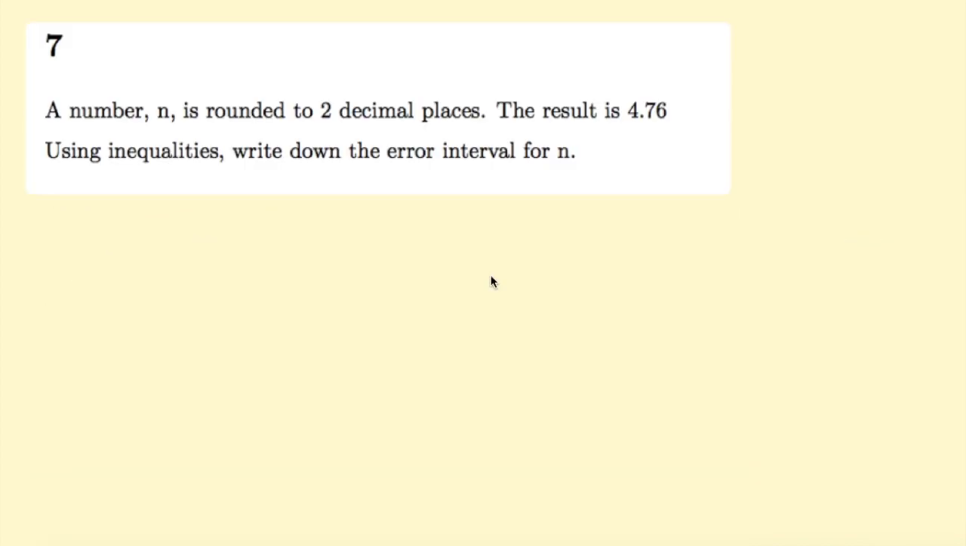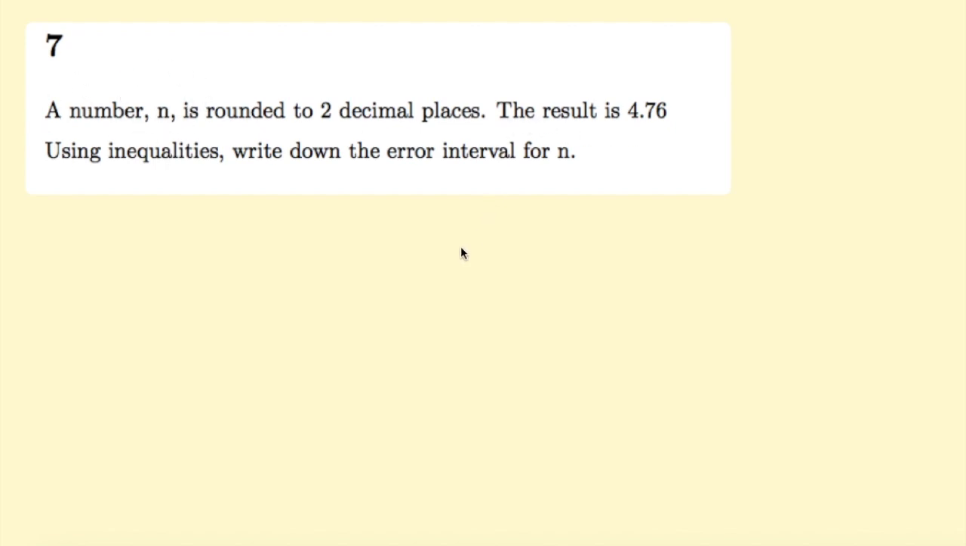Question 7 says, a number n is rounded to 2 decimal places. The result is 4.76. Using inequalities, write down the error interval for n. Now I think this is new terminology in the new GCSEs. I think these used to be called lower and upper bounds. Don't quote me on that, but I think this is a small change. So if you've done lower and upper bounds, it's the same thing, but now we need to use inequalities to write the answer.